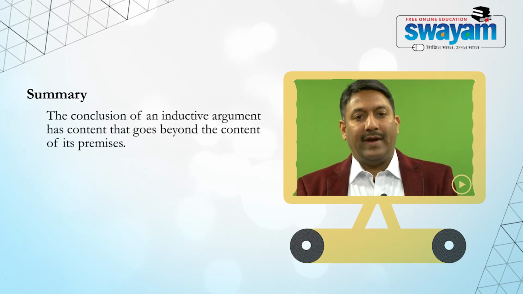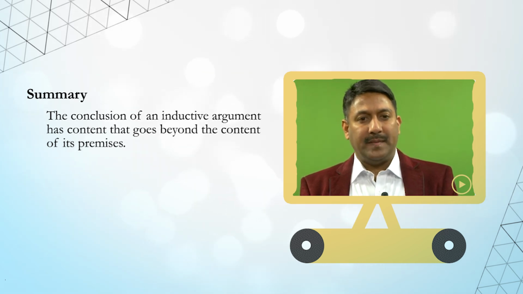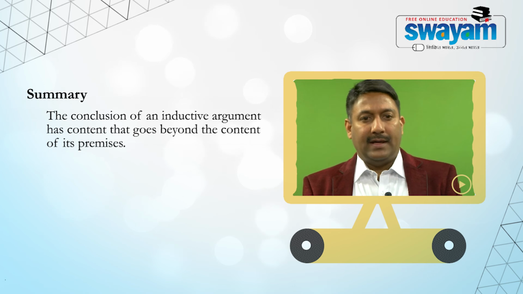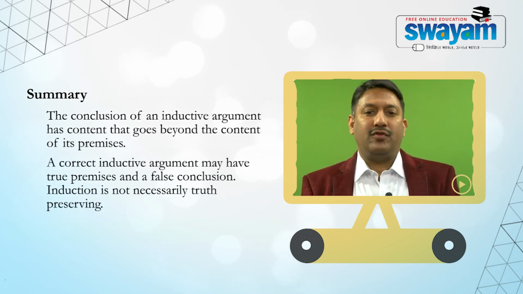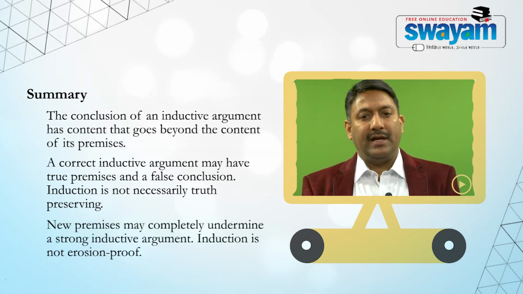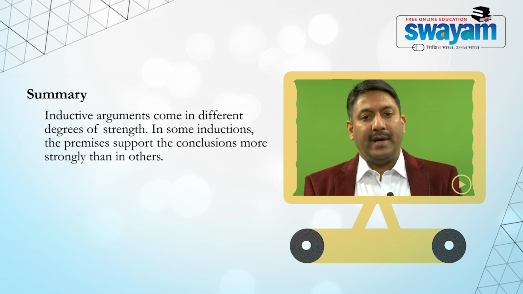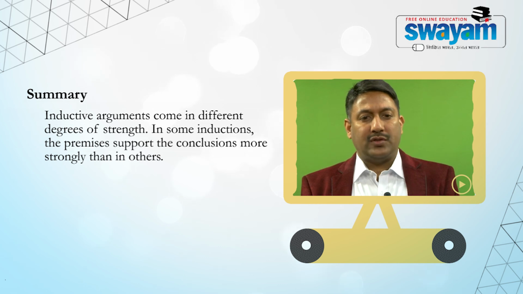The conclusion of an inductive argument has content that goes beyond the content of its premises. A correct inductive argument may have true premises and a false conclusion. Induction is not necessarily truth preserving. New premises may completely undermine a strong inductive argument. Induction is not erosion proof. Inductive arguments come in different degrees of strength. In some inductions, the premises support the conclusions more strongly than in others.